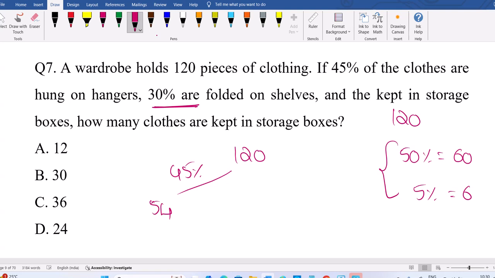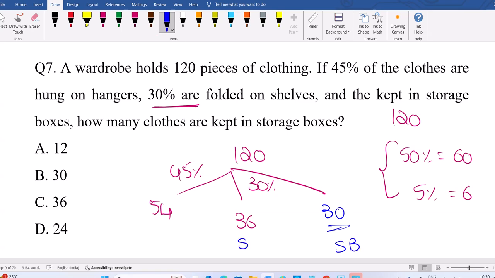And 30%: 10% is 12, so 30% means 36. We are done, 90 gone. Then 30 pieces are available. That's what remains for storage boxes. This is on shelves, this will be for hangers. Storage boxes, 30 are left over.